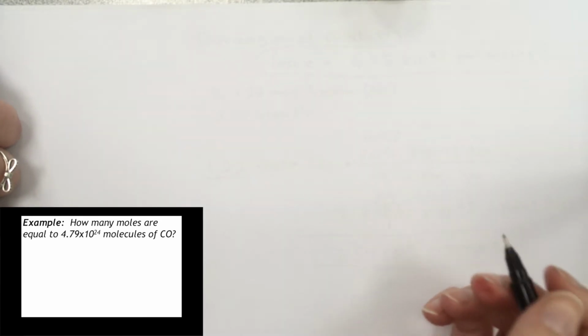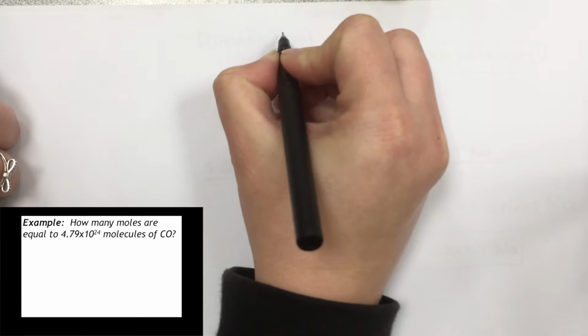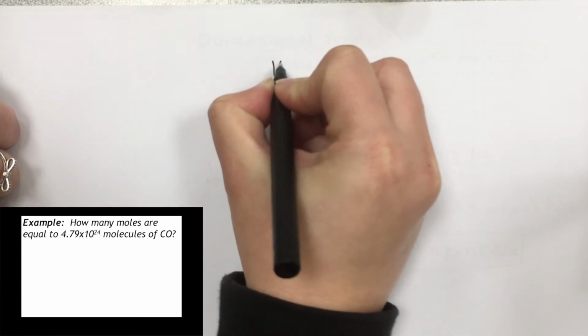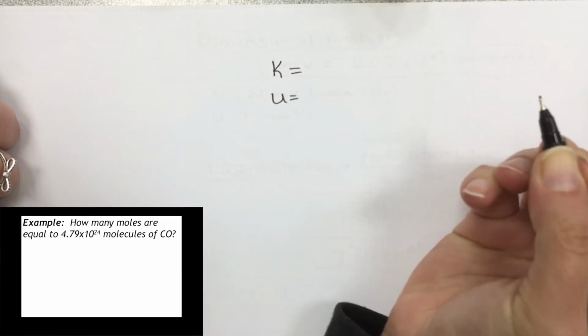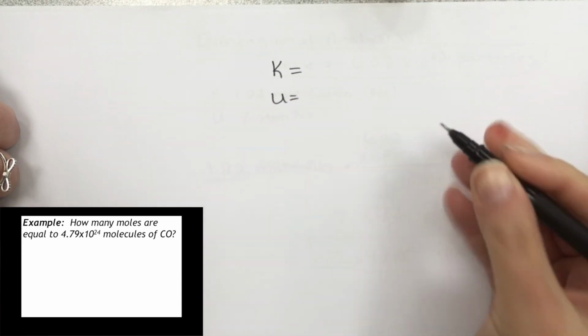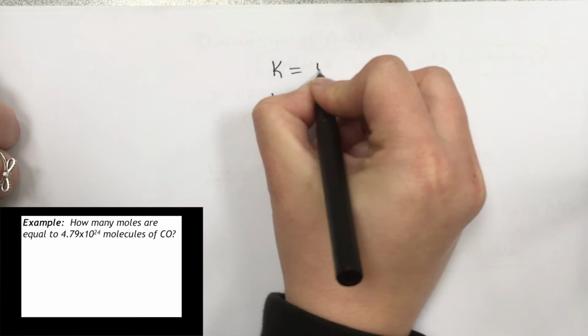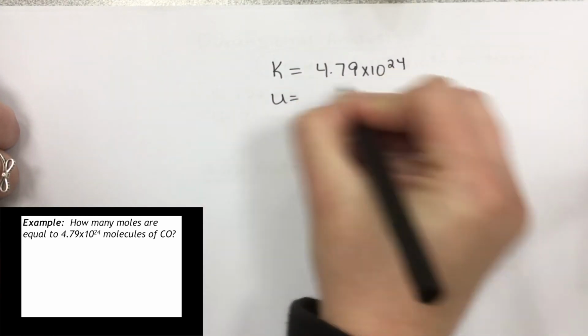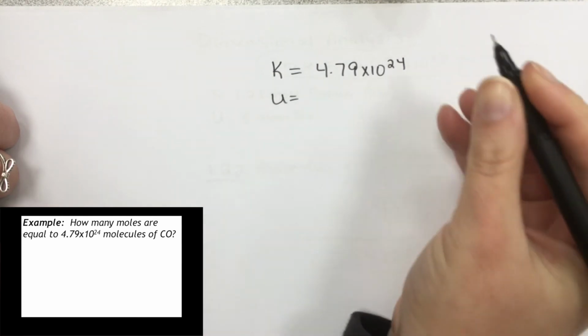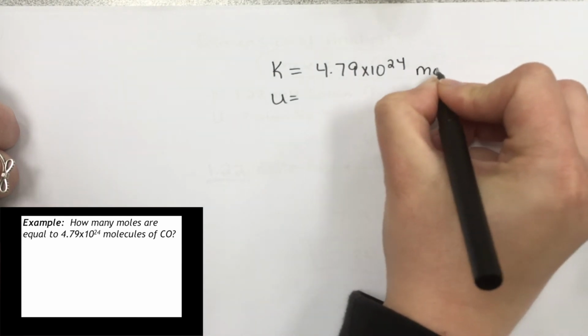All right, so next question is how many moles are equal to this many molecules of carbon monoxide? So carbon monoxide is what we're talking about. So we have a known and an unknown. Basically this tells us where we are and where we're going. So what we have is 4.79 times 10 to the 24. We get this number from the question. It always will tell us what we have.